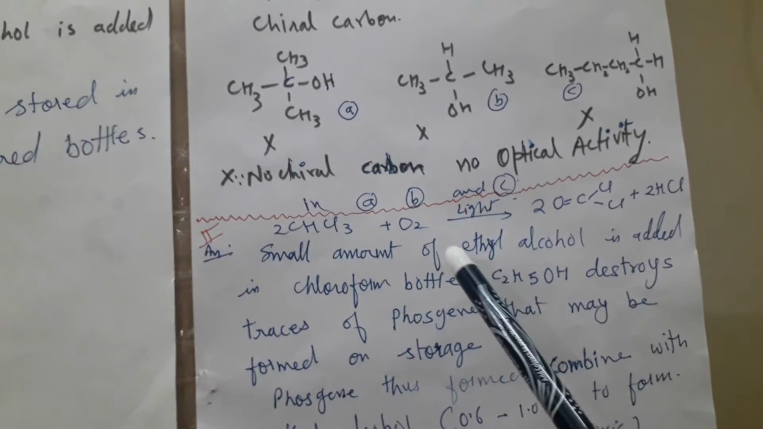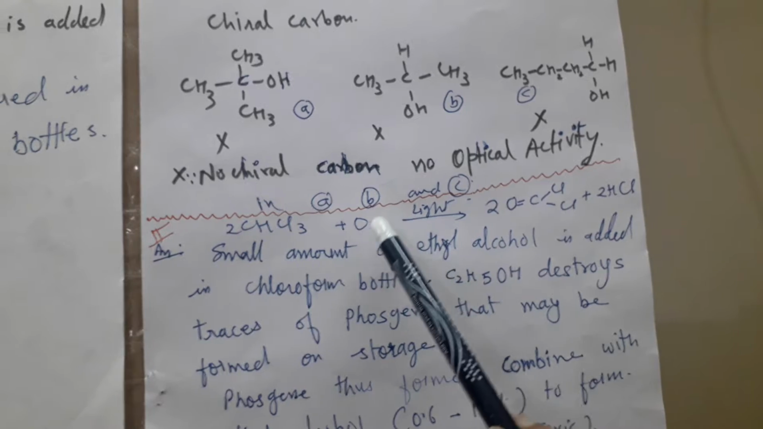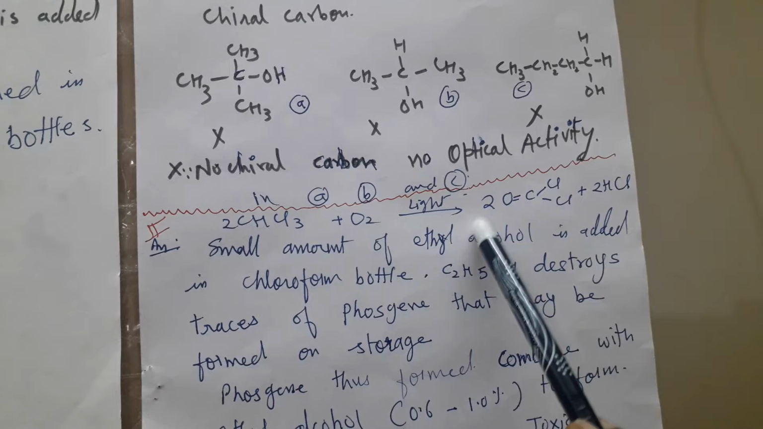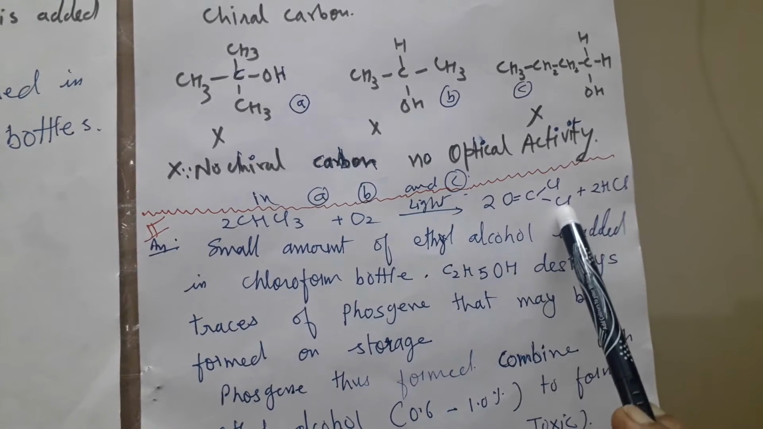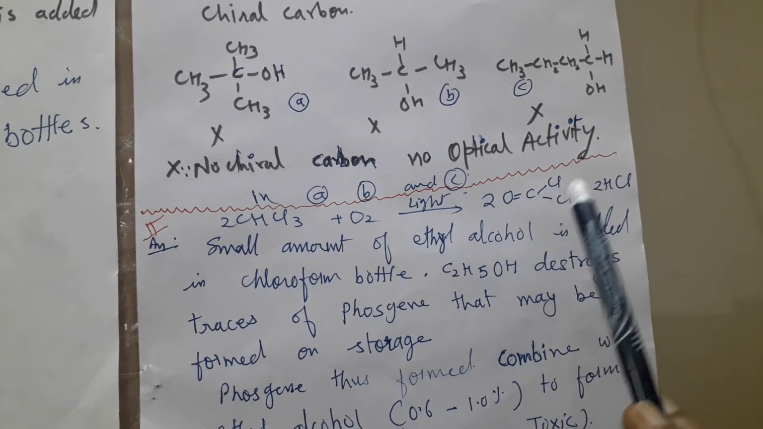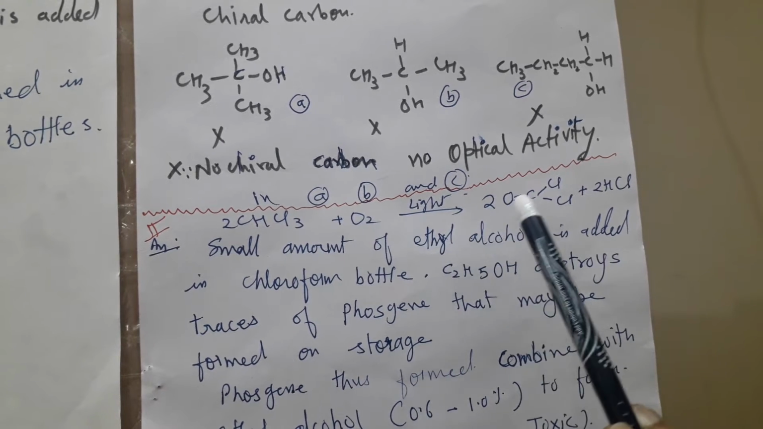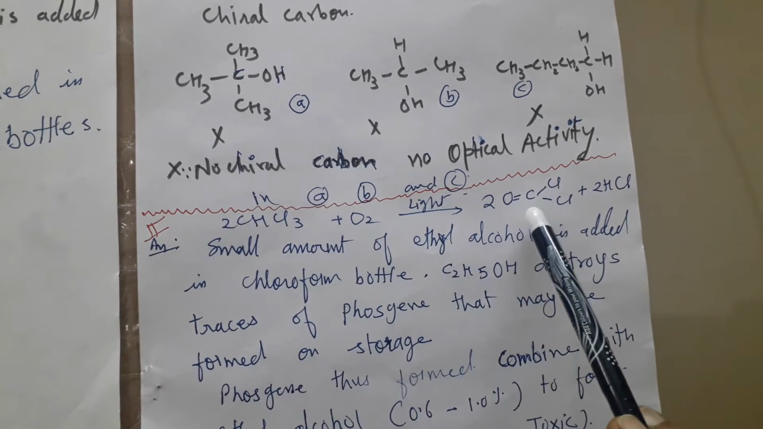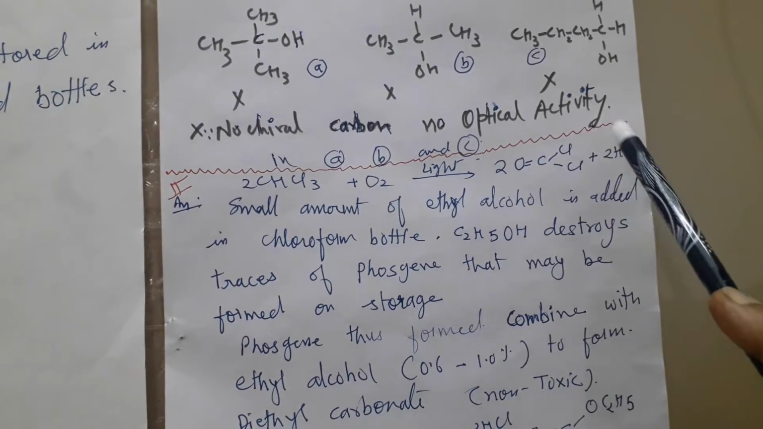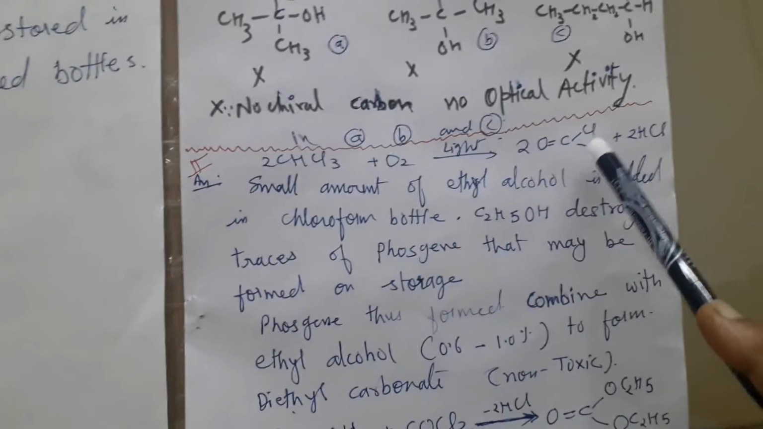A small amount of ethyl alcohol is added to a chloroform bottle. Why? Because chloroform reacts with oxygen in presence of sunlight and forms COCl2, carbonyl chloride, called phosgene gas. It is very toxic in nature since when it mixes with blood, it creates lots of damage. Excess inhaling of carbonyl chloride leads to dizziness, headache, and if in excess, it can be fatal.